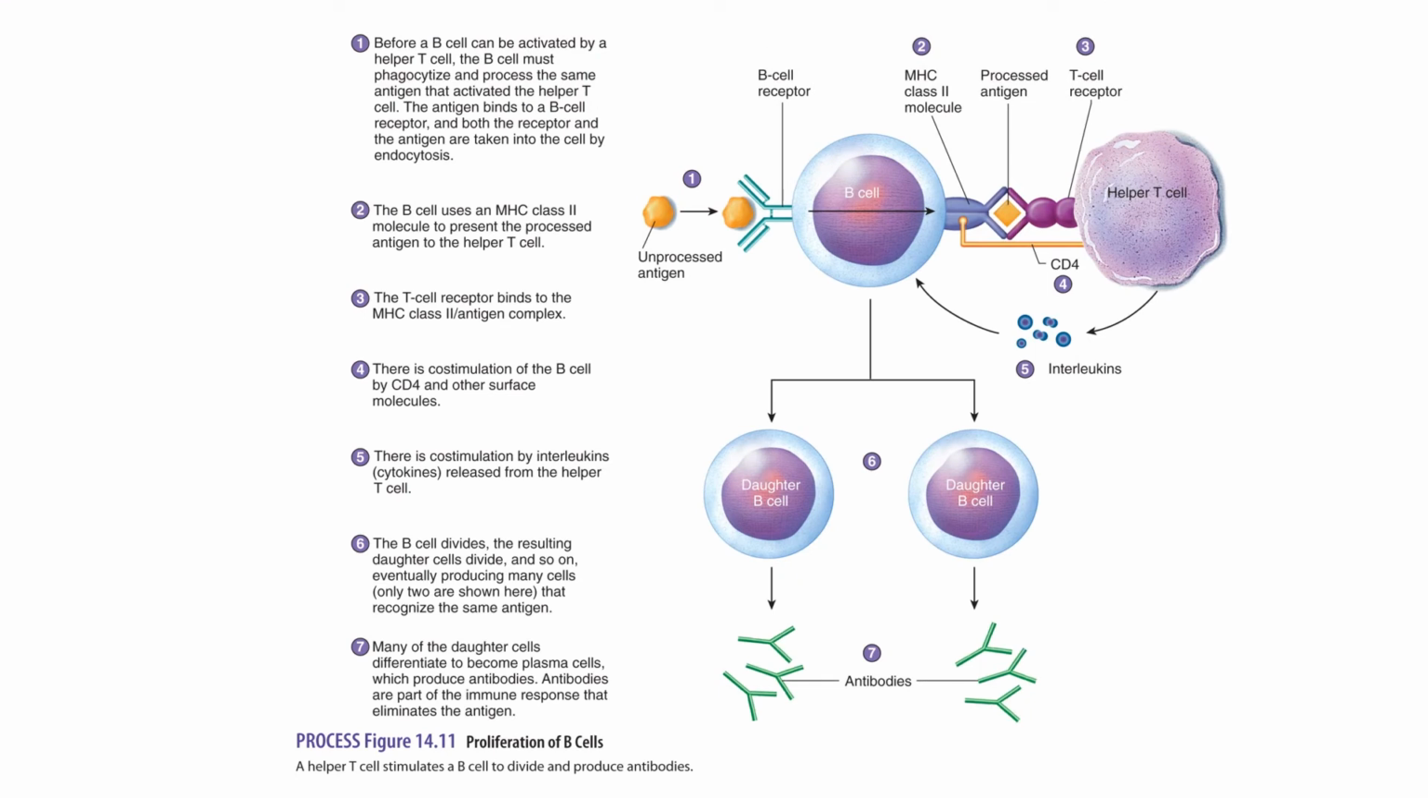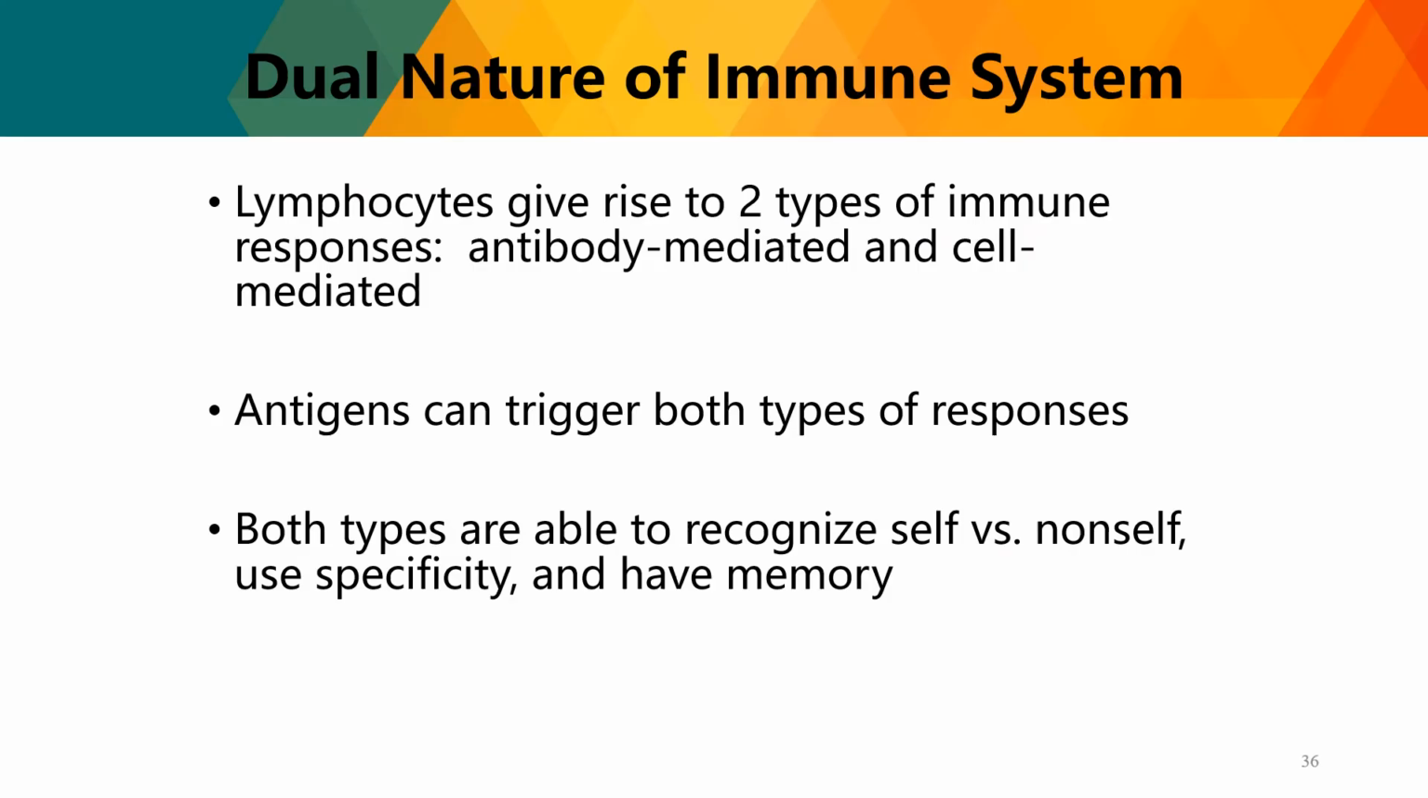This image would actually show you how proliferation of B cells occurs. A helper T cell stimulates a B cell to divide and differentiate into plasma cells, which now produce your antibodies. So there's a major difference in how the proliferation of your T cells and your B cells looks. Next is the dual nature of the immune system.